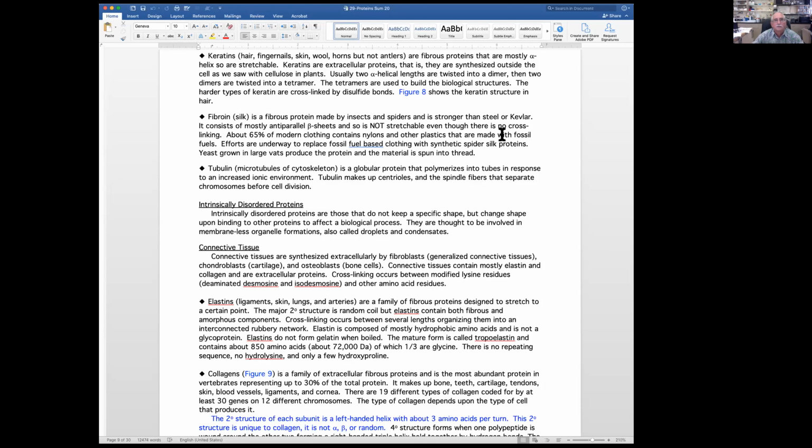So hair is stretchable. Why? Because of the alpha helix structure. Silk is not stretchable. Why? Because it's beta. Yeah, so they're trying to make synthetic spider silk proteins. Hopefully they'll be able to do that.